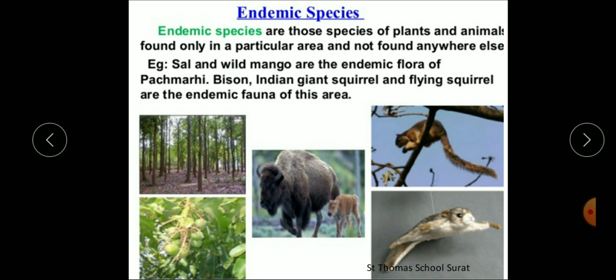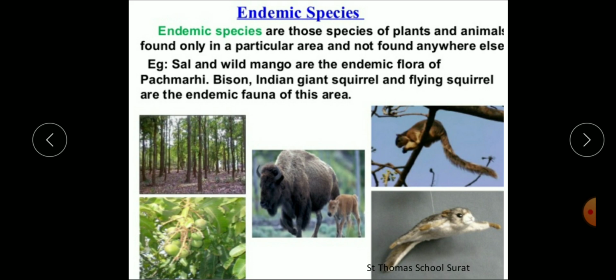endemic fauna. Okay, so giant panda, have you heard about the panda? They are also endemic to the mountains of Sichuan. Then Asiatic lion. Asiatic lion is endemic to Gir National Park in Gujarat. Have you heard of Gir National Park, which is in Gujarat, right? Even they include the Indian giant squirrel and flying squirrel. They are examples of endemic species. Understood?